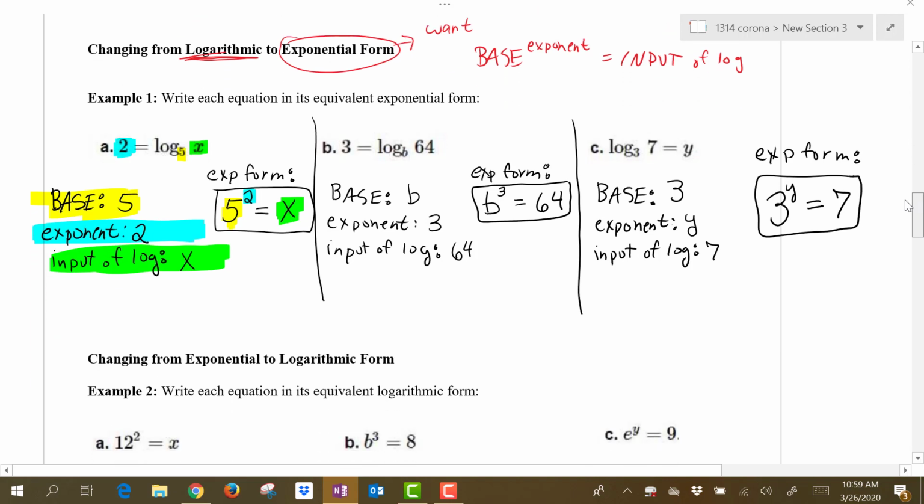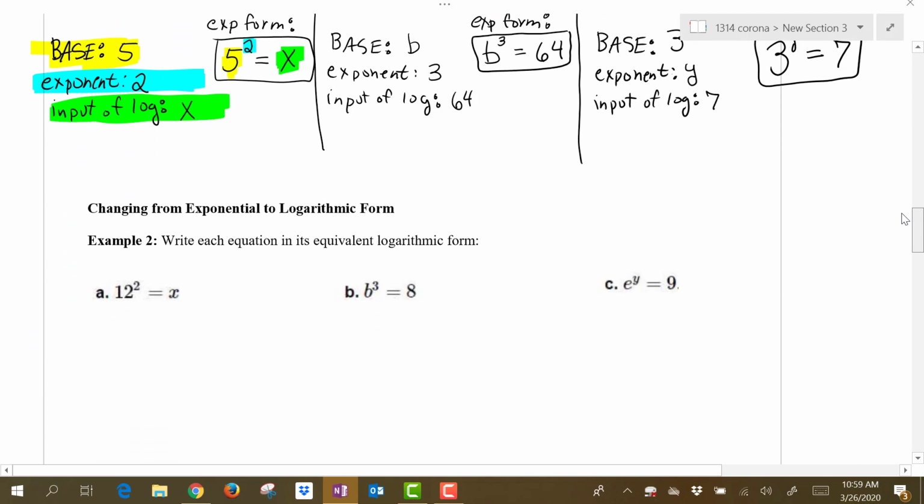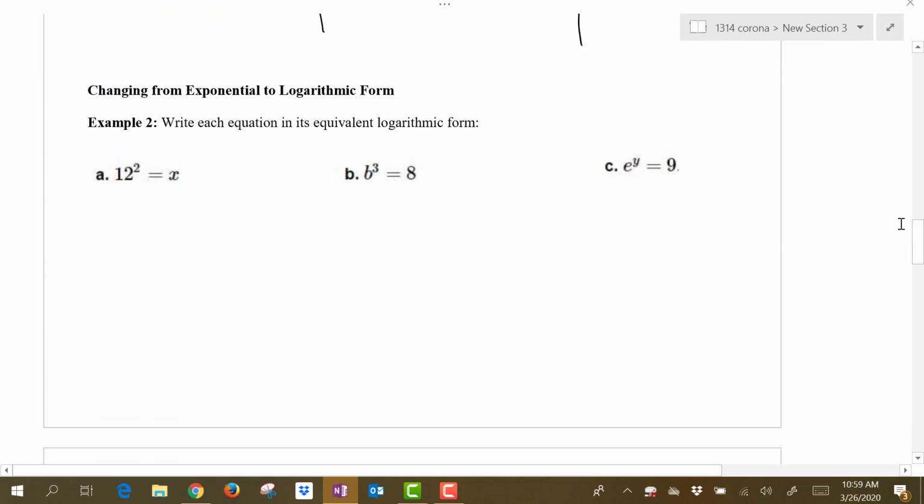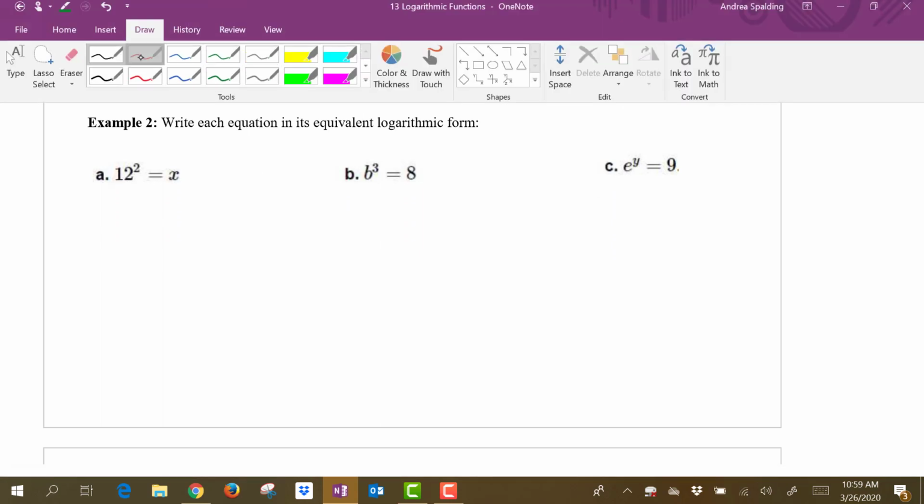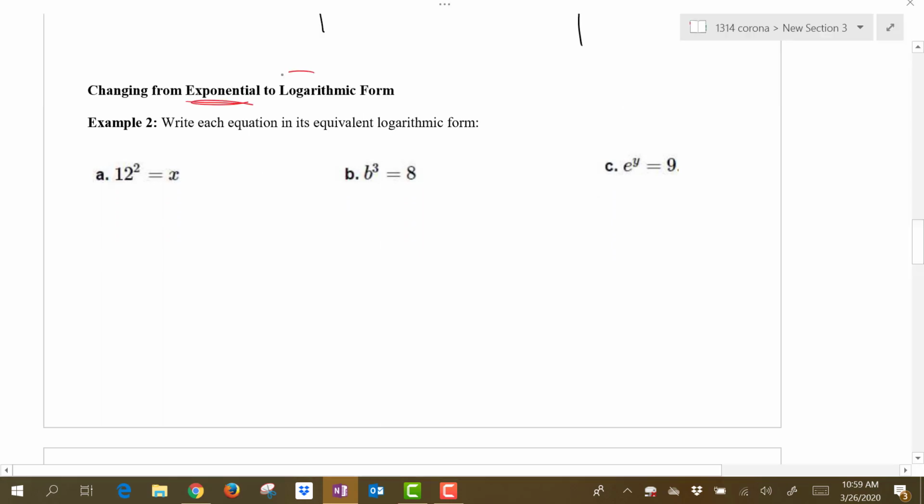All right. Now we're going to do the opposite. So in this case, for all 3 of these, we are given the exponential form. So that's what we're given, and we're asked to convert to the log form. So what we want is to have the word log. So log form means you have the word log. We're going to have a base to the bottom right. We'll have the input of the log. And then what comes out the other side is the exponent.